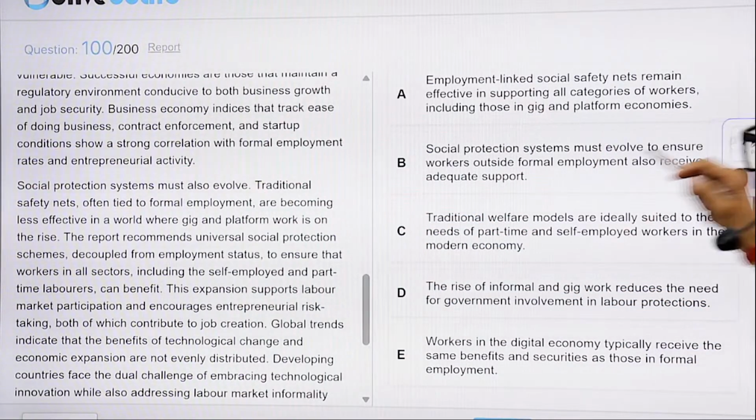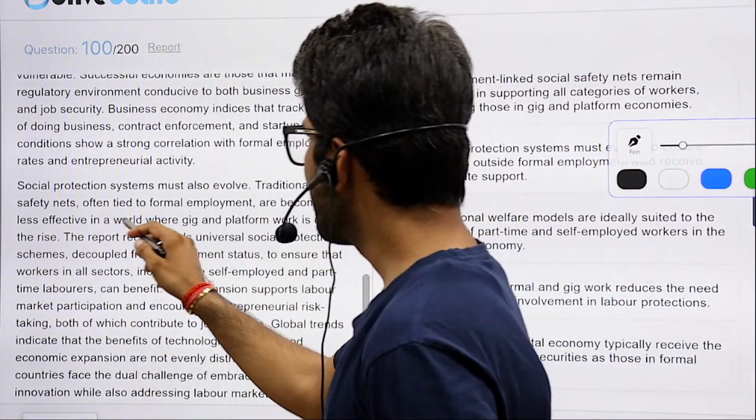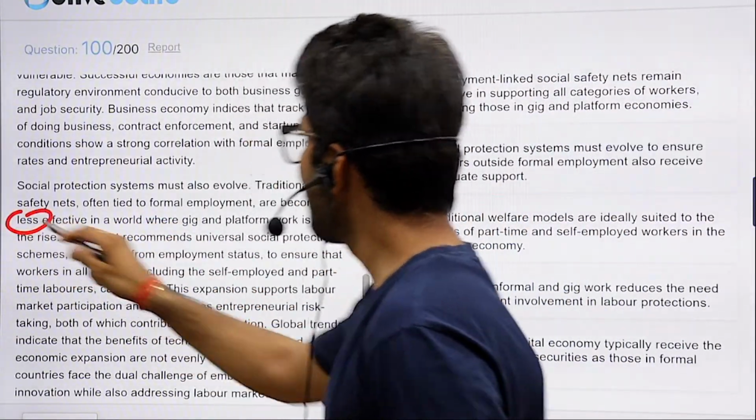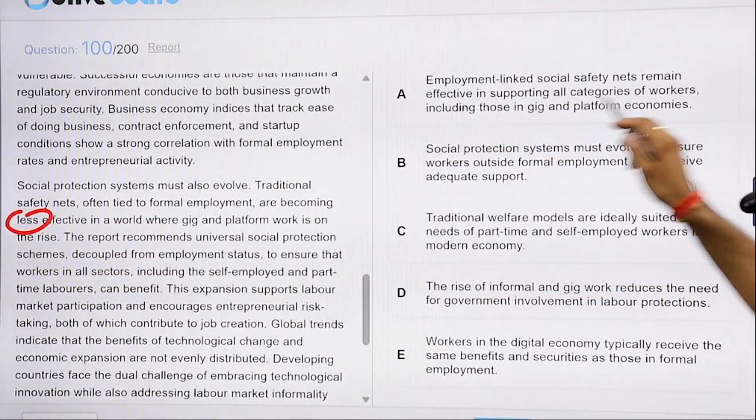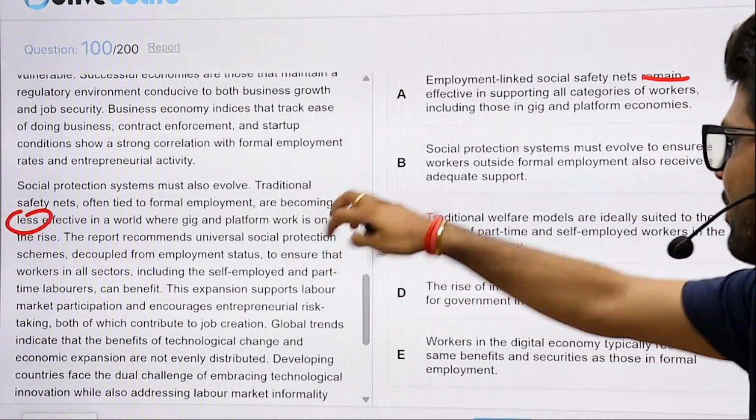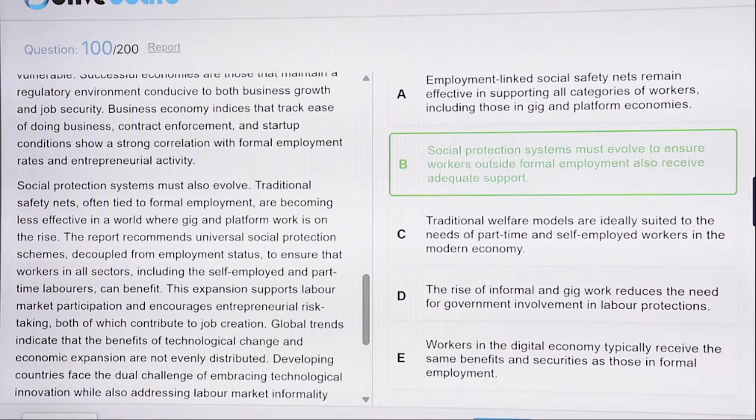Oh, the first one is also wrong. It says traditional safety nets are becoming less effective. The first one says remain effective. No, they are less effective. I would click the second one without a doubt, undoubtedly.